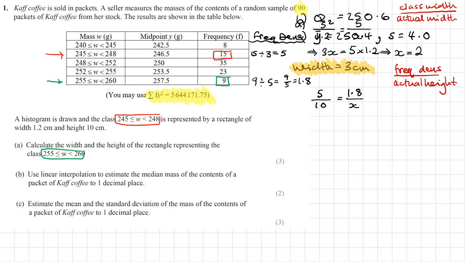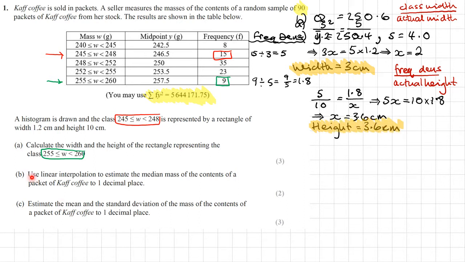Again, we can solve this by cross multiplying. This gives me 5x is equal to 10 times 1.8. So from here I can do 10 times 1.8, which is 18, and divide that by 5. 18 over 5 is 3.6 centimeters. So my height is 3.6 centimeters. Now, as I said, there are other ways of doing it, but I find this way the most helpful.